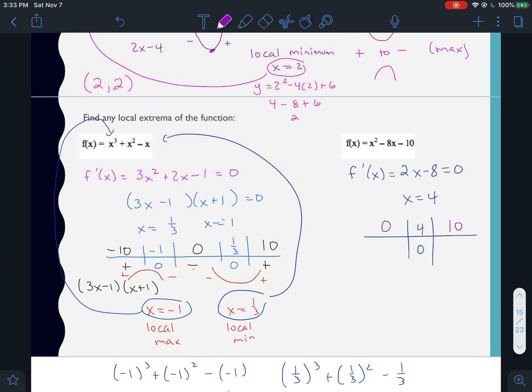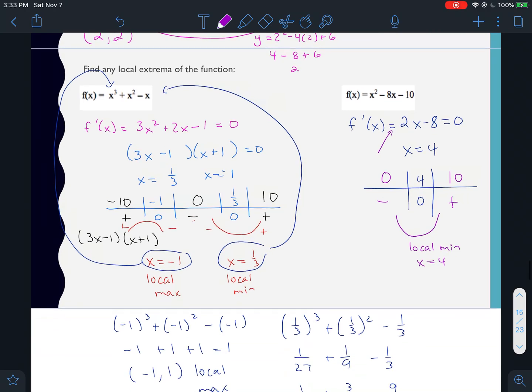Now I'll make a sign chart. If I want to look at the derivative before and after that, I could look at 0 and 10. If I plug 0 into my derivative, I get negative numbers. If I plug 10 in, I get positive numbers. So my derivatives go from negative to positive. So my tangent lines go from going down to going up.